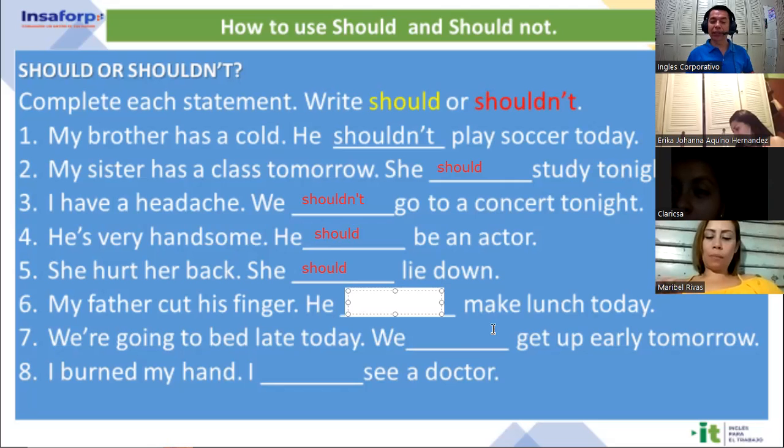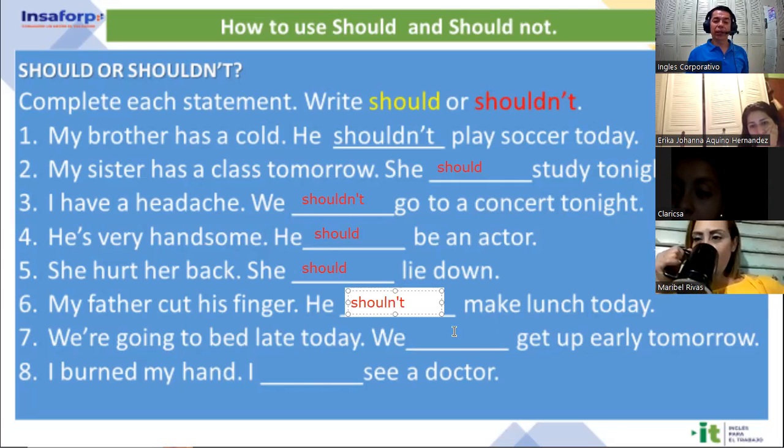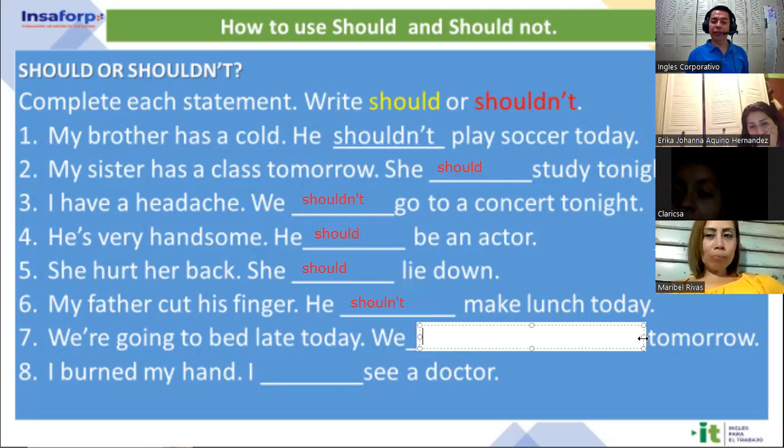Shouldn't. Shouldn't, right? Okay. Shouldn't. Nice, Clarissa. Shouldn't make lunch today, right? Iba a hacer sopa de pata el señor, pero mejor no, porque se fregó el dedo ahí. Mejor no. Se le cortó. Yes. Okay, number seven says, we're going to bed late.